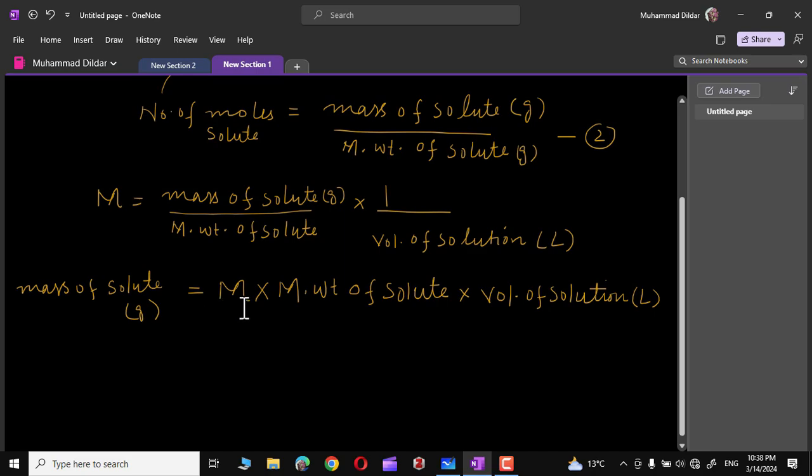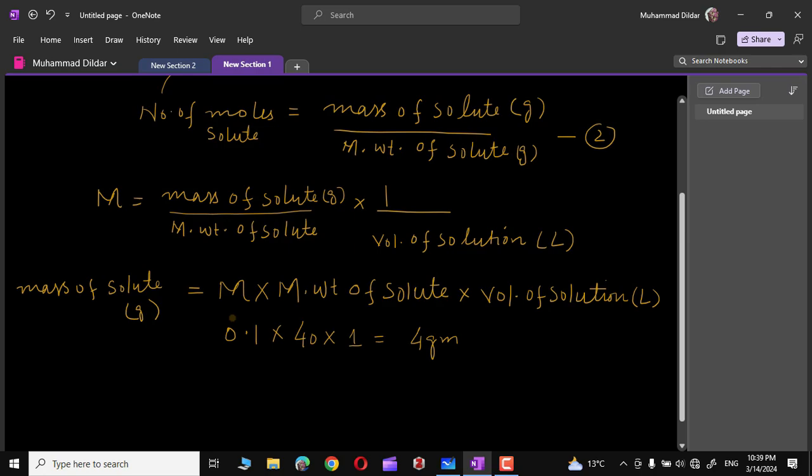For example, if we want to prepare 0.1 molar sodium hydroxide solution, what we will do is write simply over here 0.1, molecular weight of sodium hydroxide is 40, and volume of solution within which we are preparing this solution is 1 liter. So simply multiplying all these terms, we would get 4 gram.